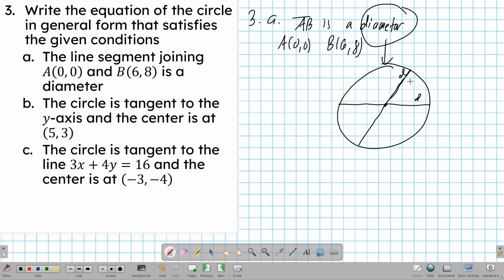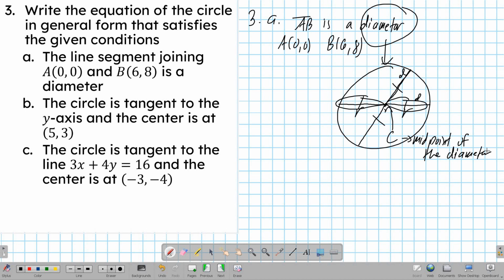So, if it passes through the center, ibig sabihin, kung tutusin, ito ay radius, ito din ay radius. So, equal yan, at equal yan. What does that mean? That means that the center is in the middle of the diameter. Or, in other words, the center is the midpoint of the diameter.